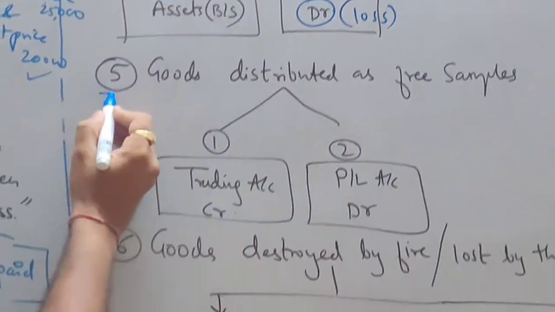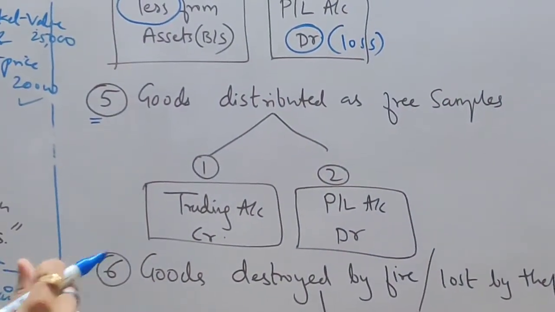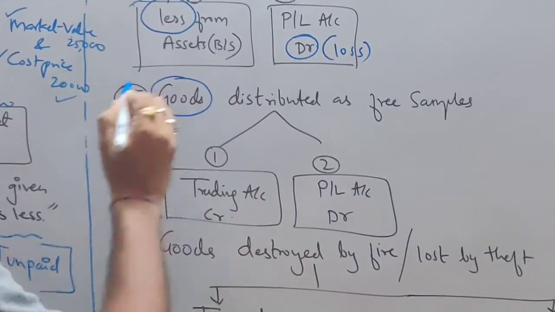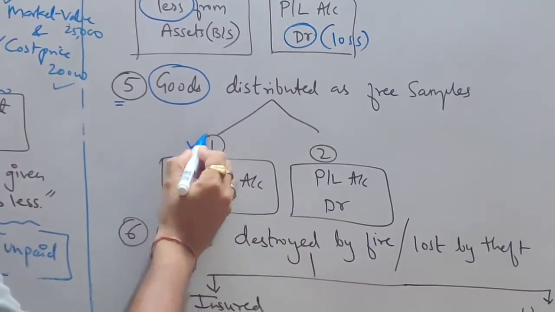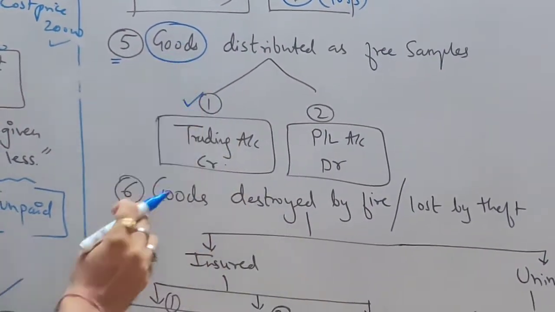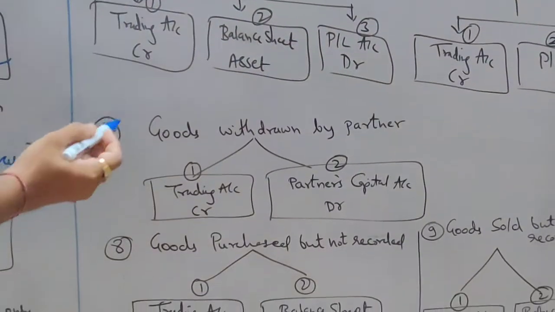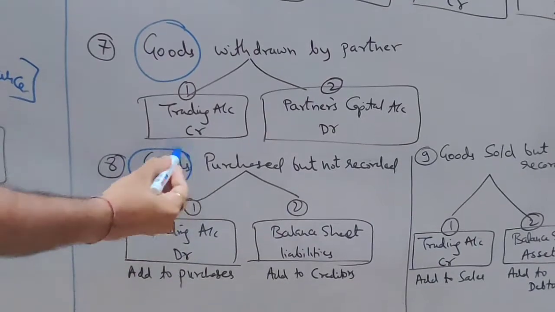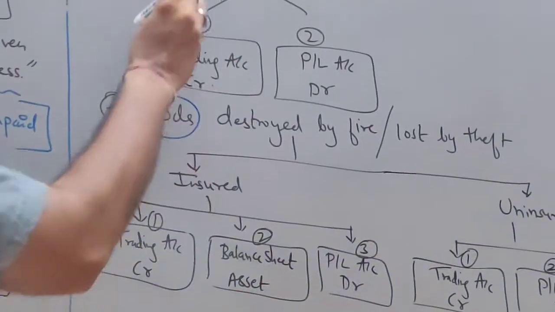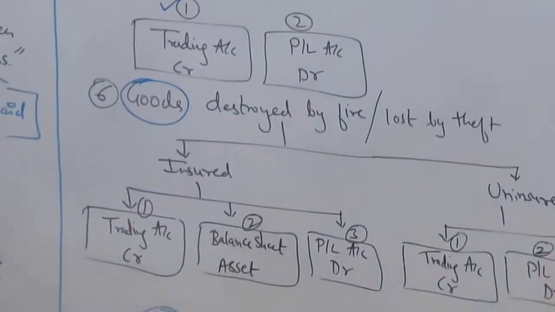Now, fifth adjustment, goods distributed as free sample. Now students, I want to give you a shortcut here. Whenever any adjustment is related to goods, your first effect has to be inside the trading account. The next adjustments which I am going to take are all related to goods. Check here, all are related to goods. So what I have done, students, in this video, is take all goods related adjustments together. So it becomes very easy to understand.